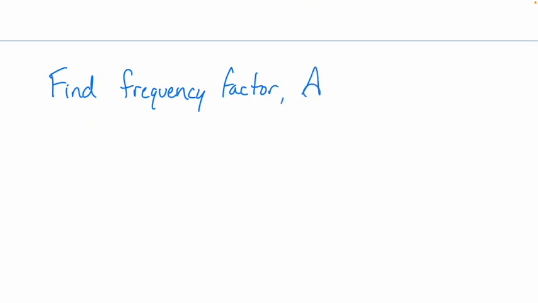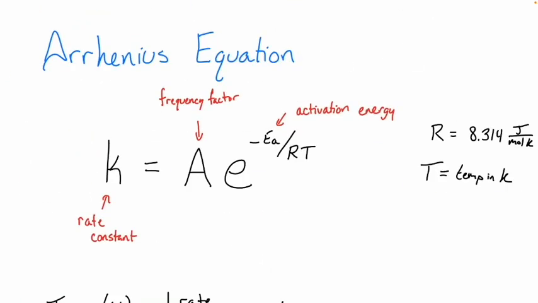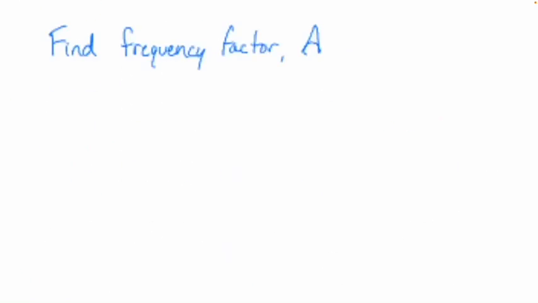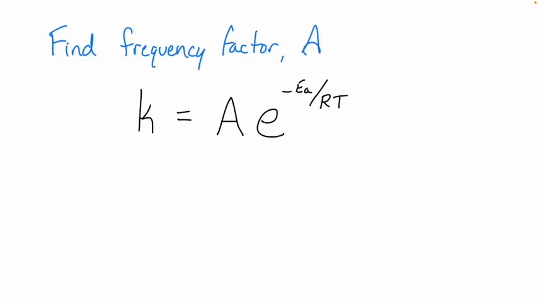Now we have one more variable to find in our Arrhenius equation here. Now we want to find that frequency factor, A. But now let's look at our equation and what we have here. We're trying to find A, right? That's our goal. Well, what else do we have in this formula here? We always have R.